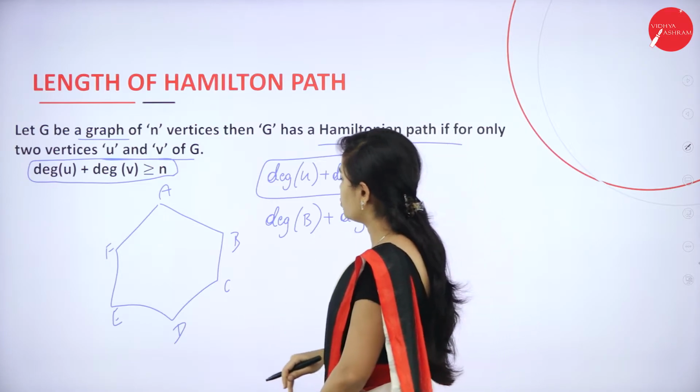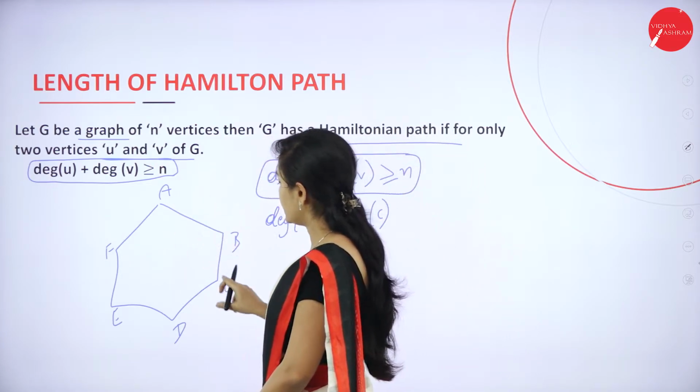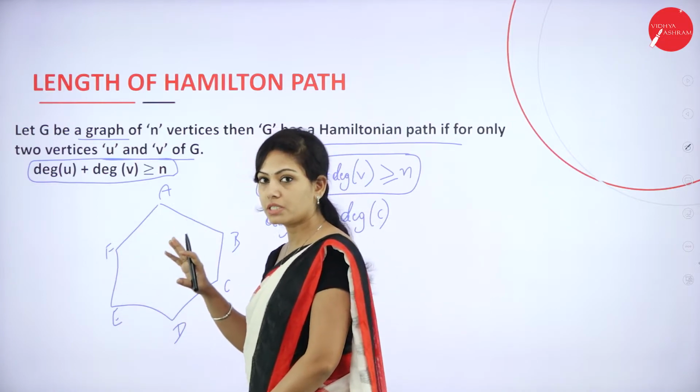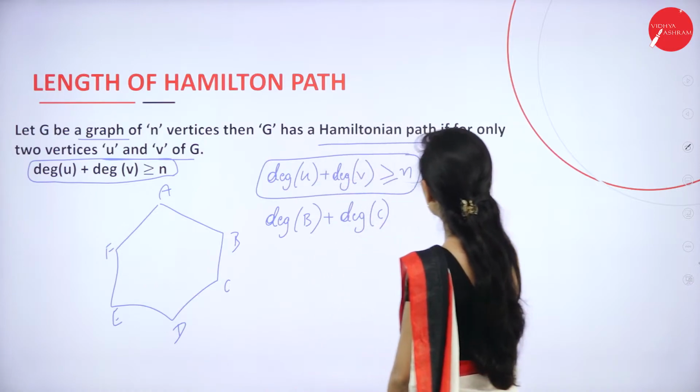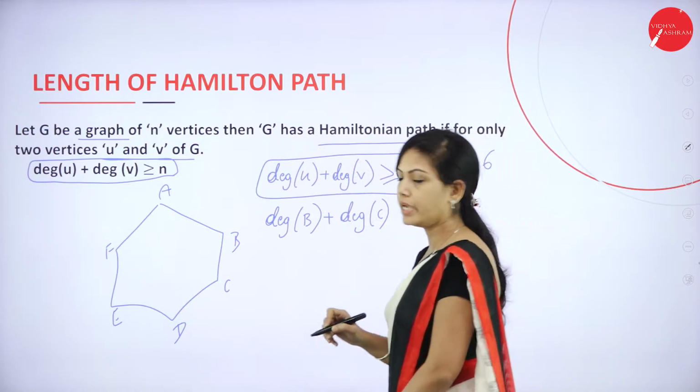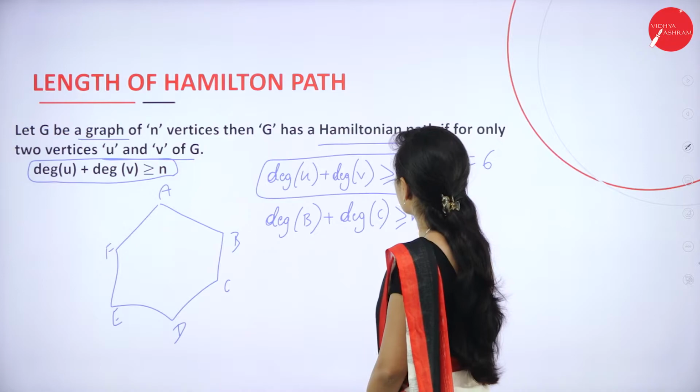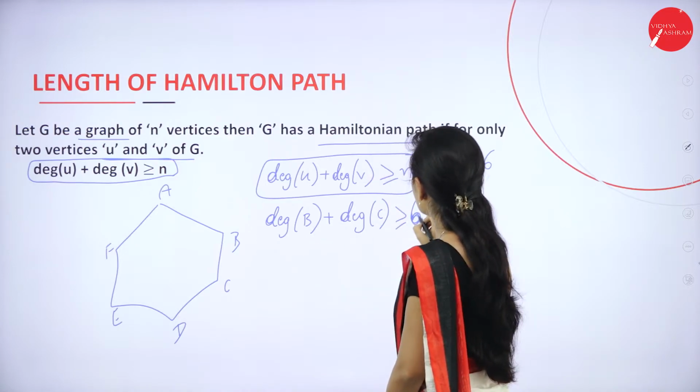So first you have to understand A, B, C, D, E, F. How many vertices are there? 1, 2, 3, 4, 5, 6. So N is equal to 6, right? So N is equal to 6 here.